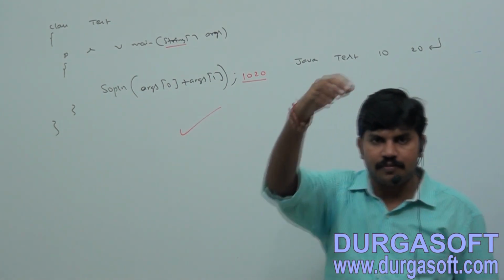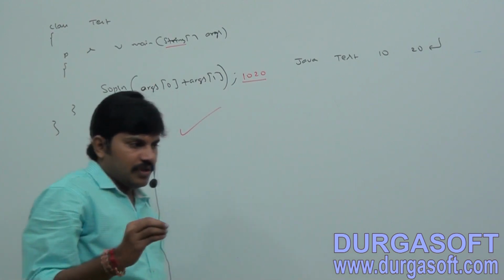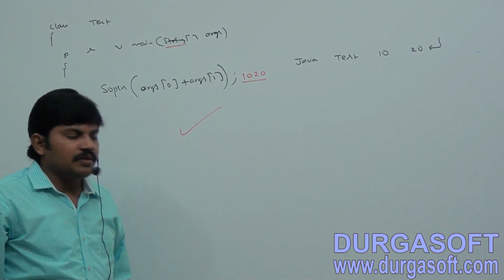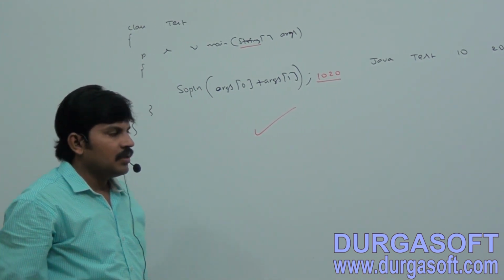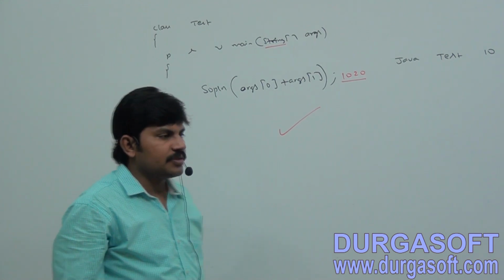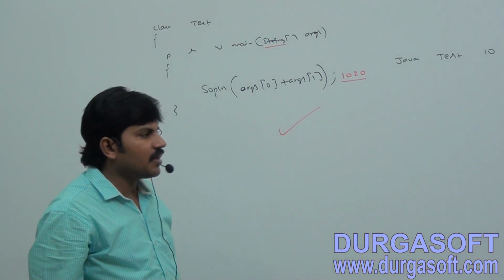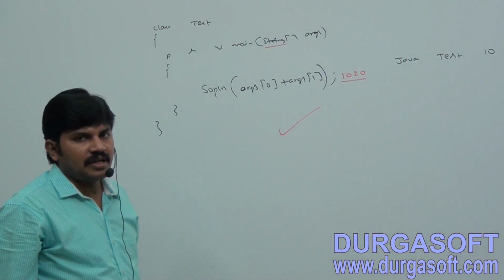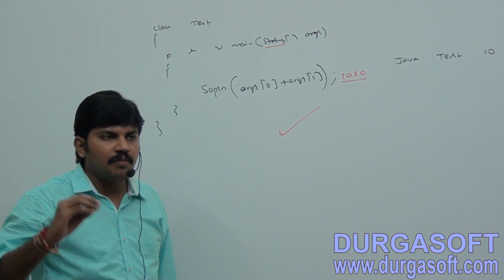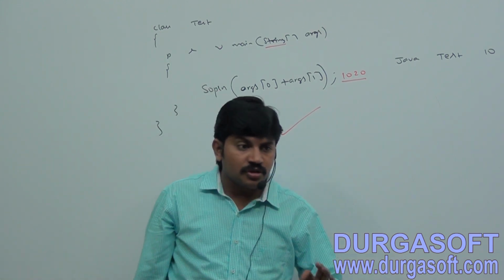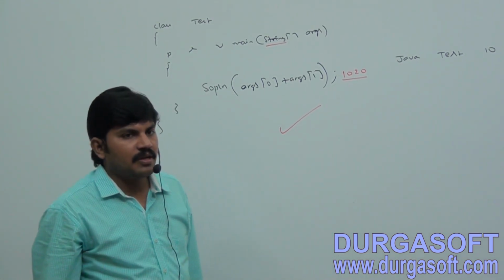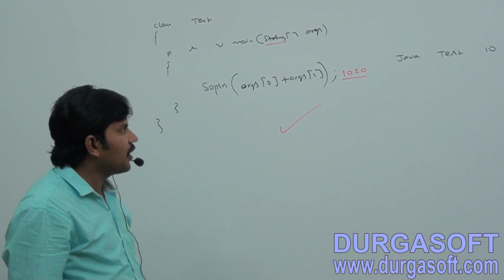Okay, add the theory first. Within the main method, command line arguments are available in string form.